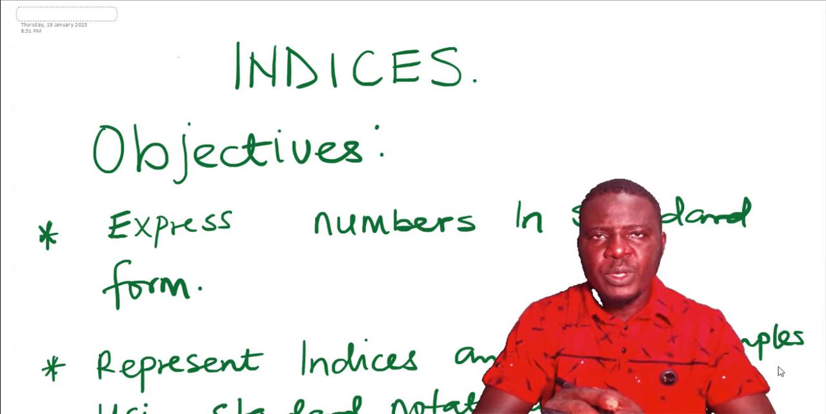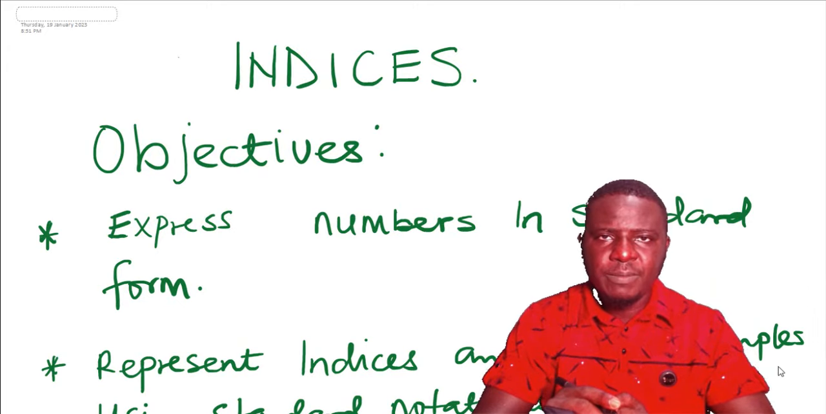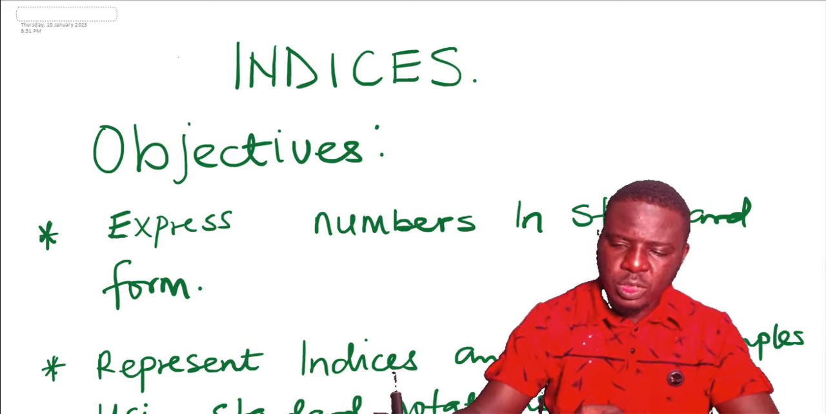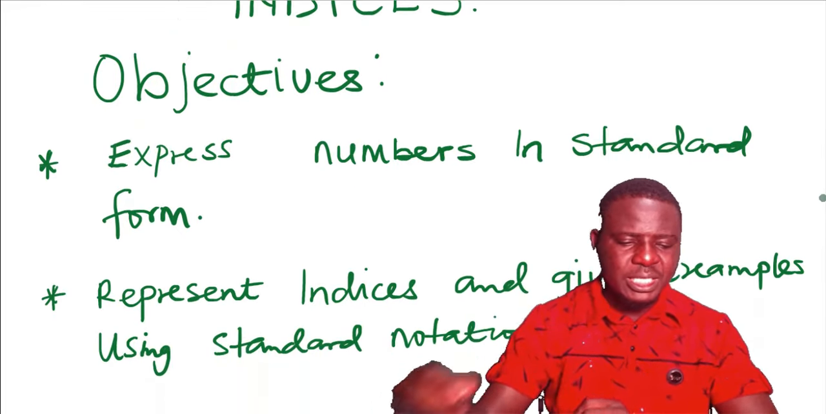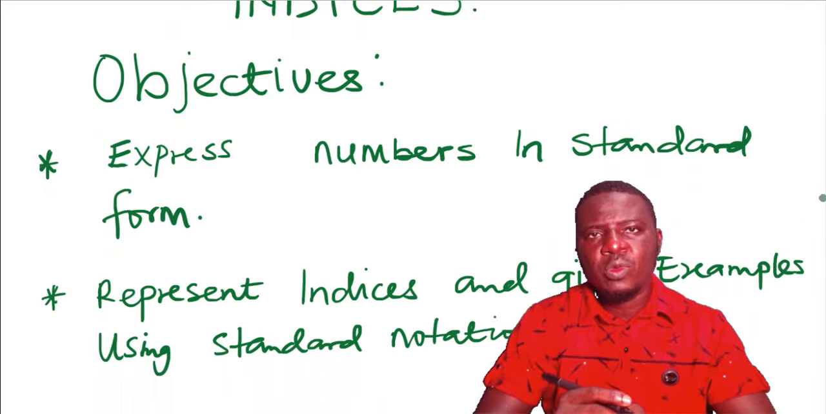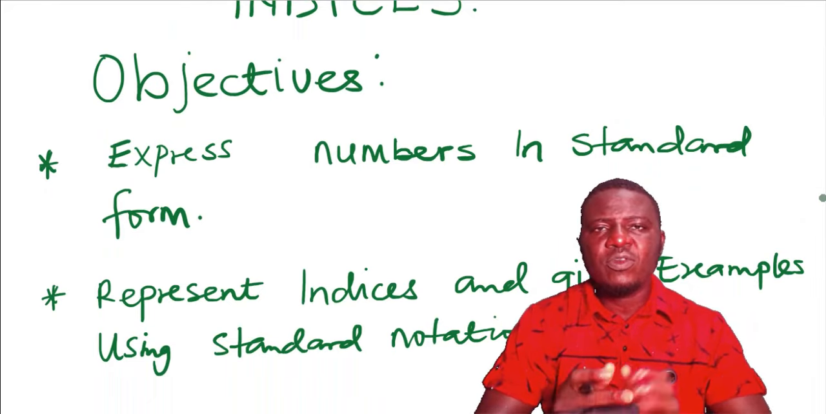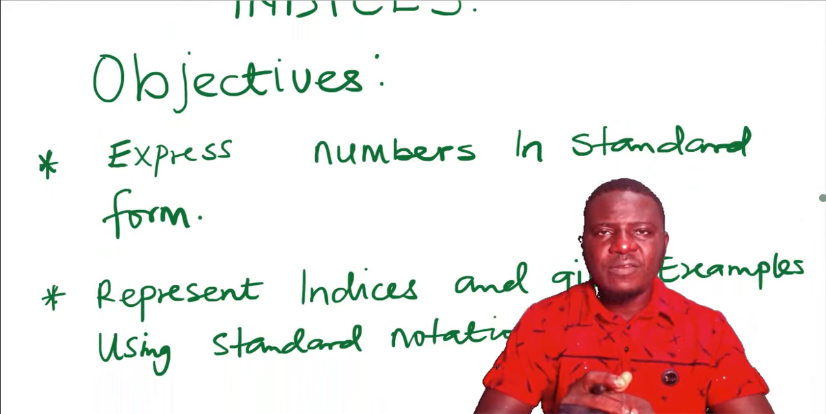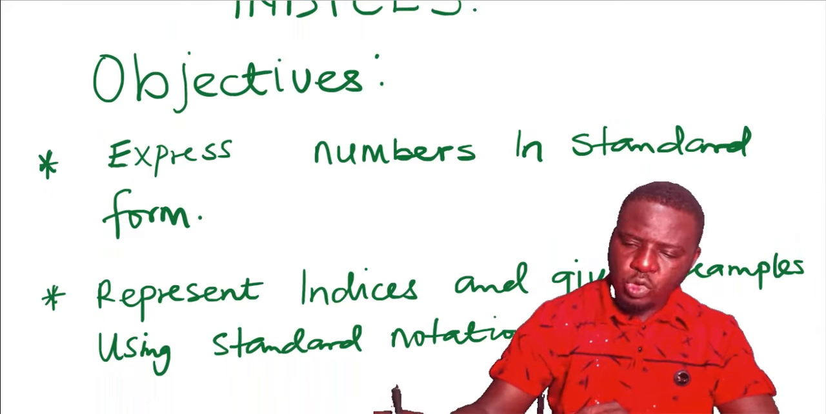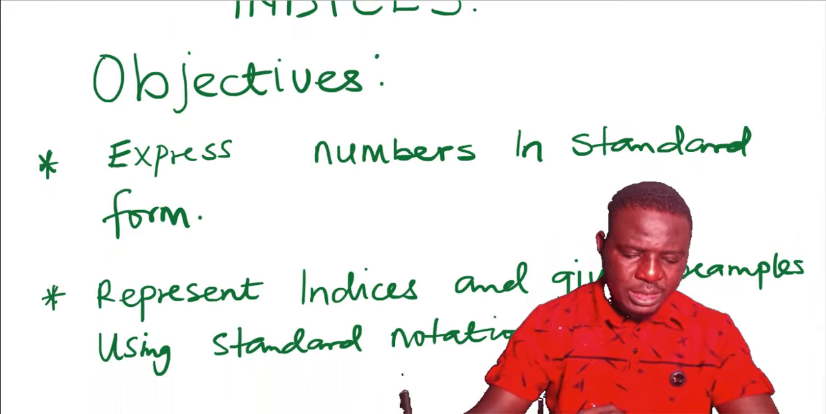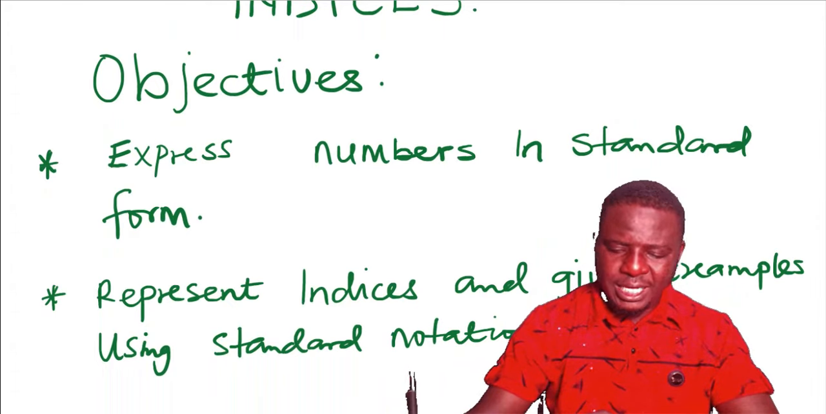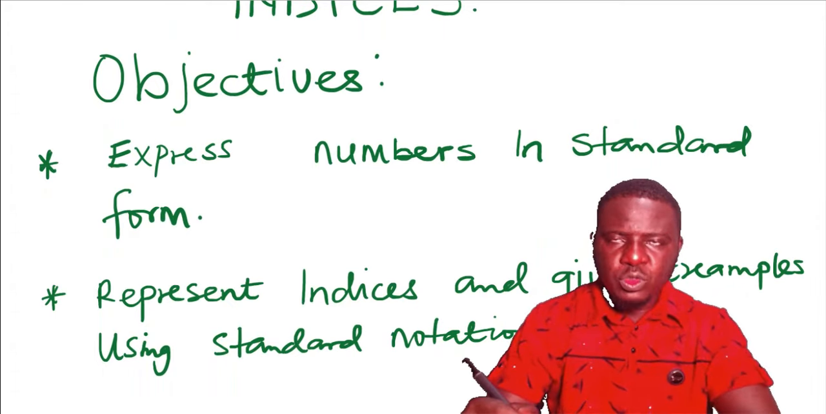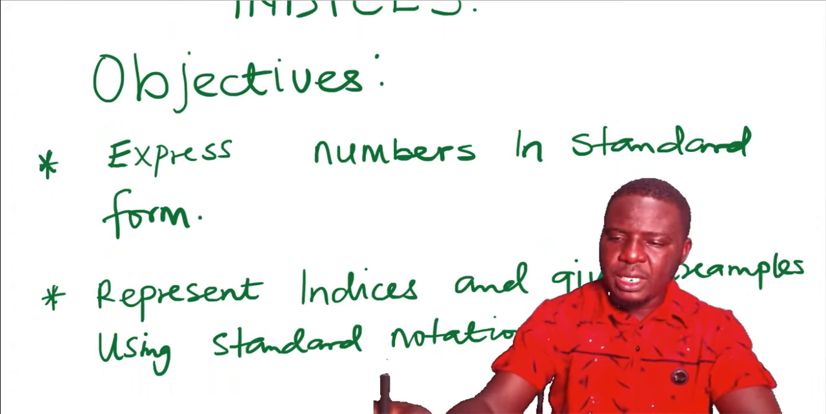Standard form is a topic which we have done in junior secondary mathematics. And the objective of today's class includes how to express numbers in standard forms. We shall see how we can convert numbers from ordinary forms to standard forms. And we shall also be looking at representing indices and give examples using standard notation.